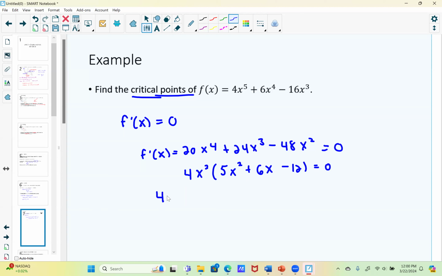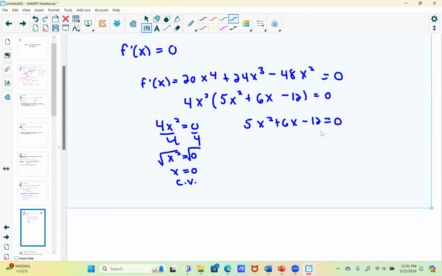So I'm going to set each term equal to 0. We set each factor equal to 0. And I'm going to solve these. So this first one, I would divide by 4, x squared equals 0. I would take the square root and x equals 0. So this is one of my critical values. I then need to find this one.